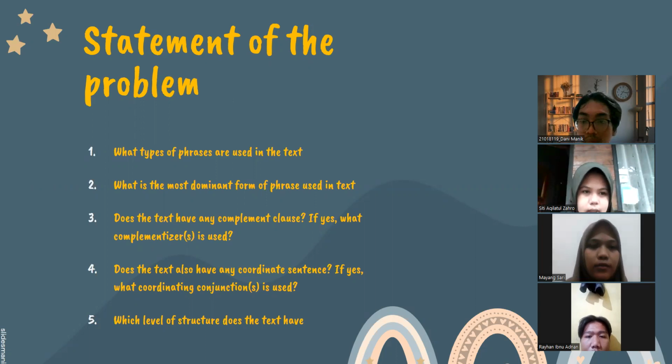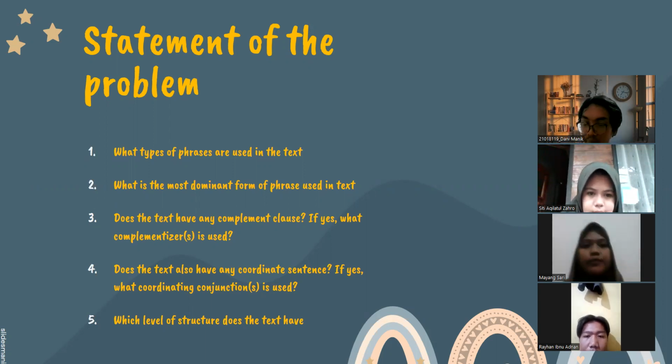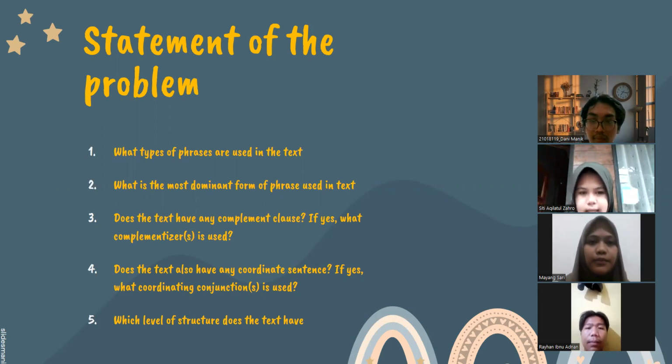And in this research, we have some statements of the problem. Number one is what types of phrases are used in the text. Second is what the most dominant form of phrase used in the text is. The third one, does the text have any complement clause? If yes, what complementizer is used? Fourth, does the text also have any coordinate sentence? If yes, what coordinate conjunction is used? And the last is, which level of structure does the text have?